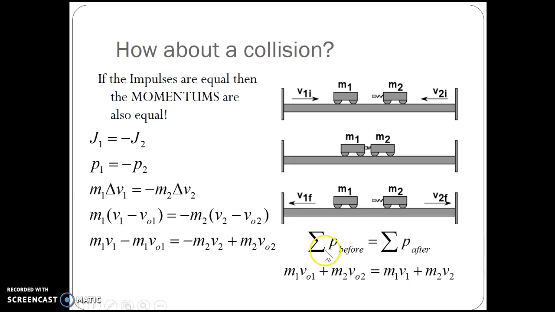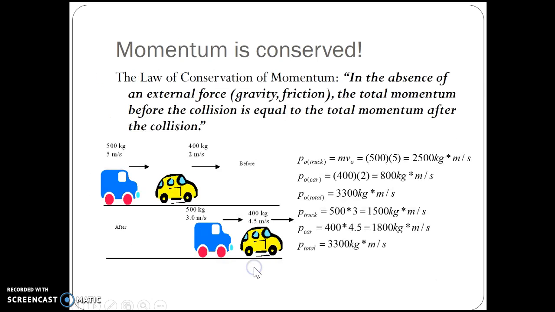That's kind of the cool part there, right? So the total momentum of a system before equals the total momentum of a system after. This is called conservation of momentum. Whatever momentum we start with, we need to end with that same amount as well. So momentum is conserved, right? In the absence of an external force, the total momentum before the collision is equal to the total momentum after a collision. And there's just a little problem here of this truck colliding with this car.